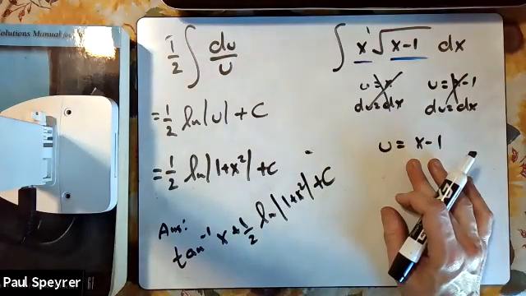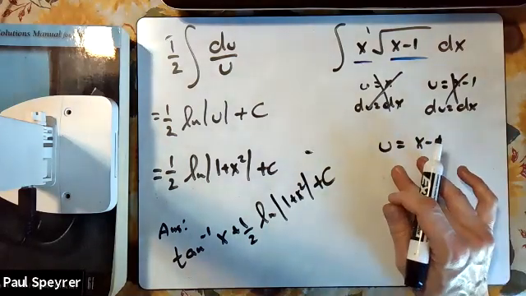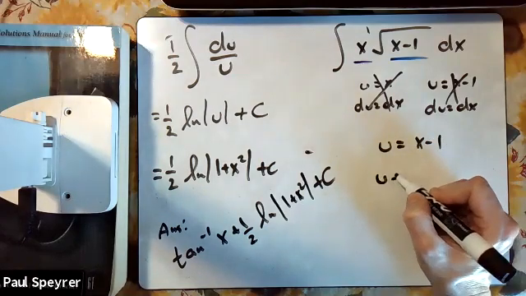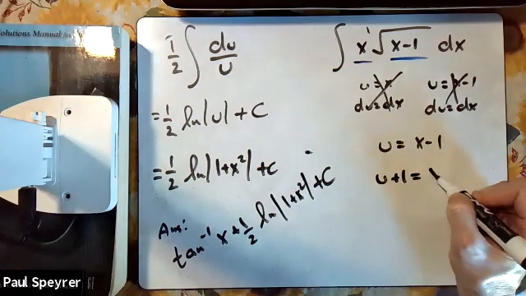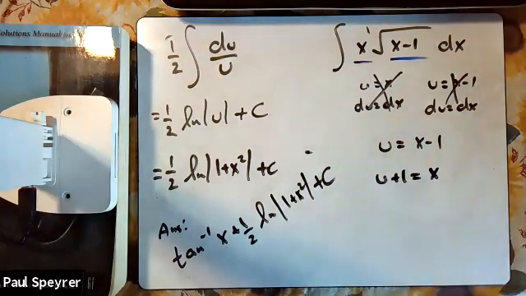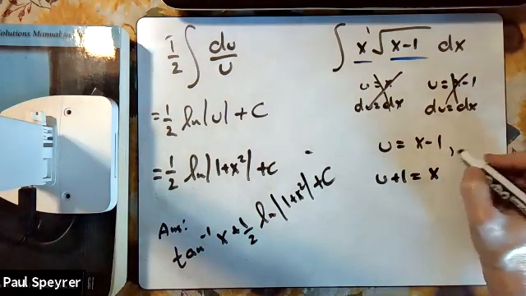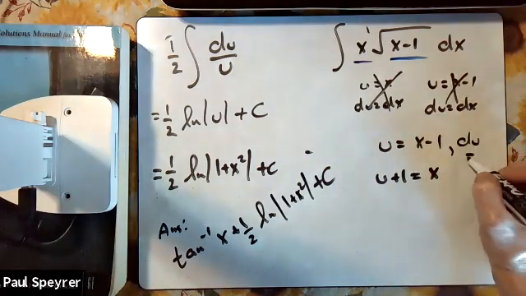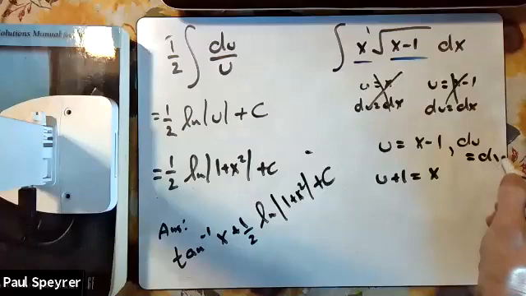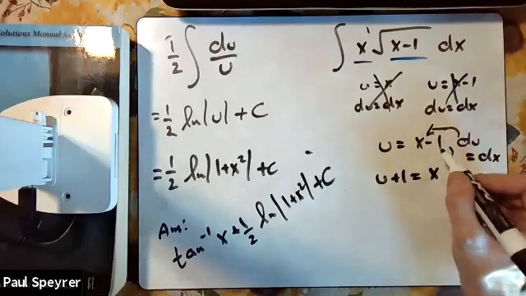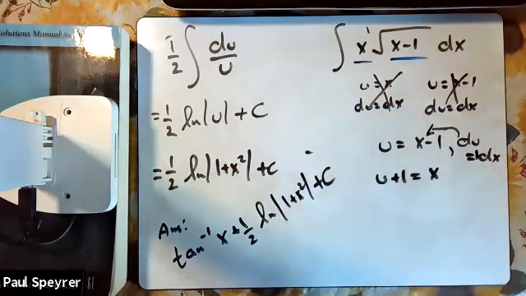Well, I can rewrite this, right? What if I said u plus 1 is equal to x? Why did I do that right there? Well, let's see what happens if I rewrite this integral. And then also, what would du be in this case? du is equal to just dx, right? I'm deriving this right here. What's the derivative of this? du is just equal to 1 dx.